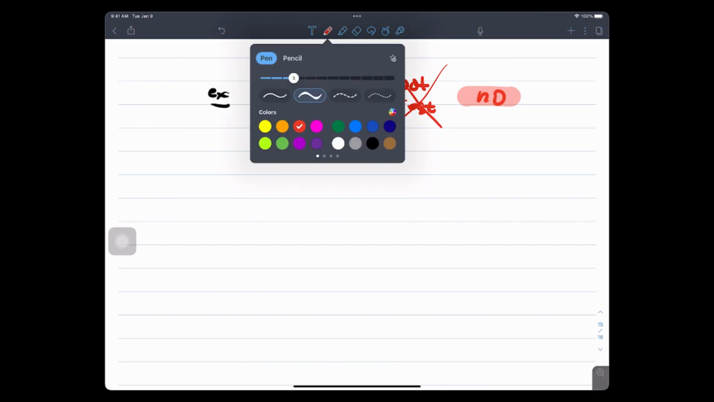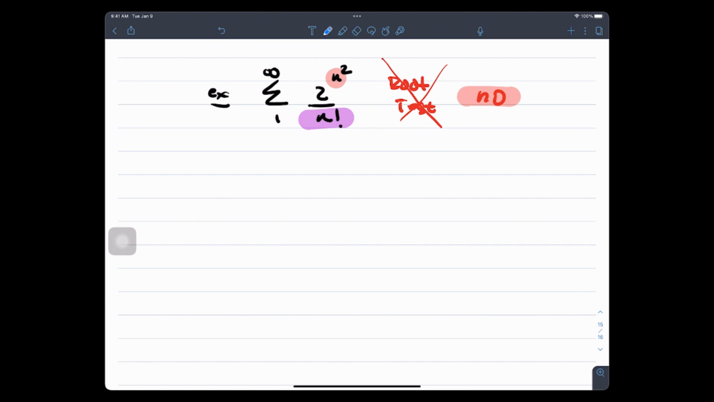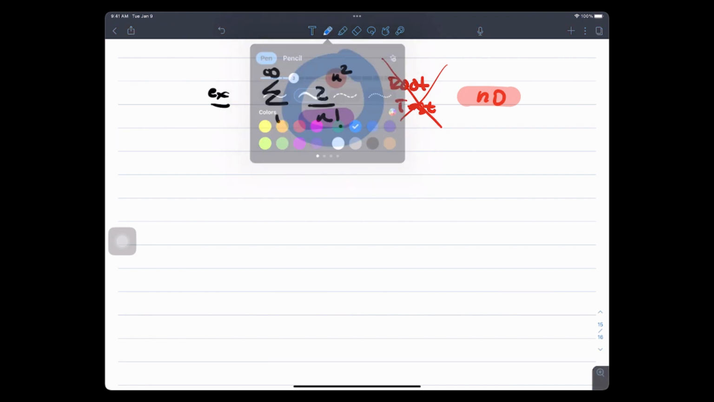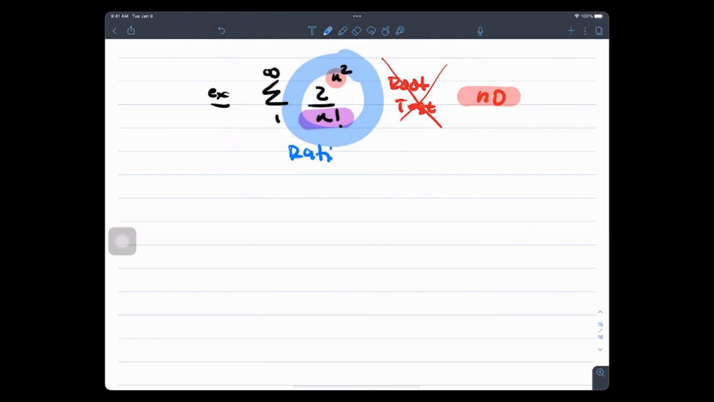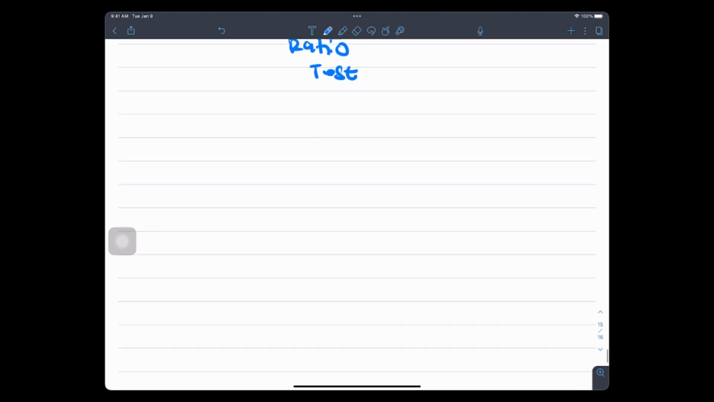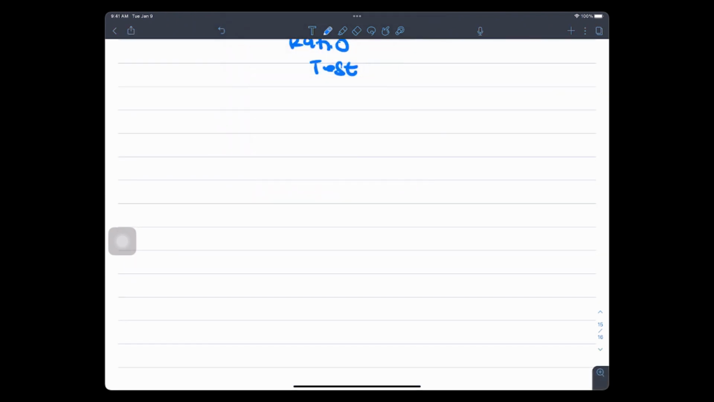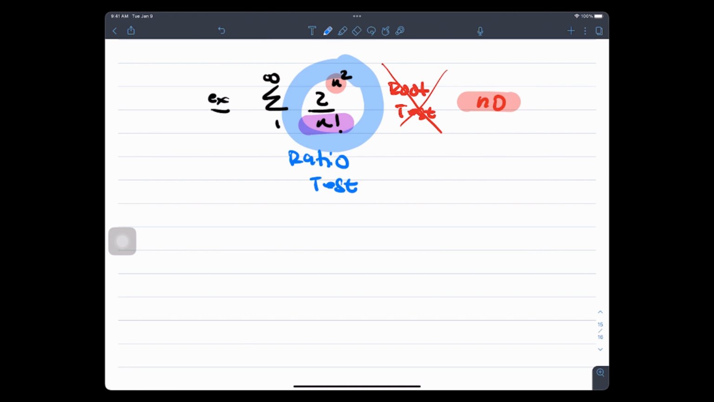Then what do you use? Good. You're going to use the ratio test. All right, you guys okay with that? You guys get to use the ratio test on that one. Okay, so you go, okay, ratio test. Yeah, ratio test. So, all right.